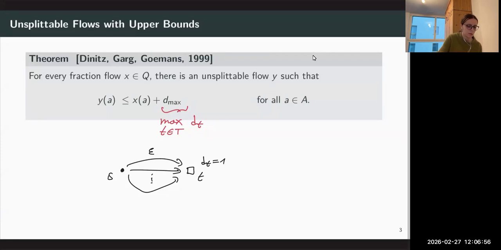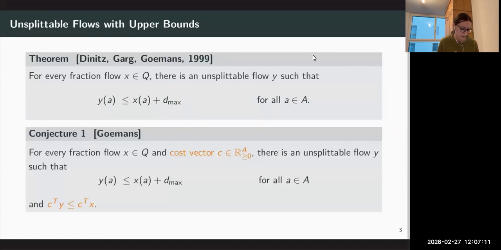And what they proved is that one can actually always achieve this, having a violation of not more than d max in terms of upper bounds. So this is a beautiful theorem by Linhares, Skutella, and Goemans. And there are a couple of conjectures that are all still open in this area of unsplittable flows. One conjecture is due to Goemans.